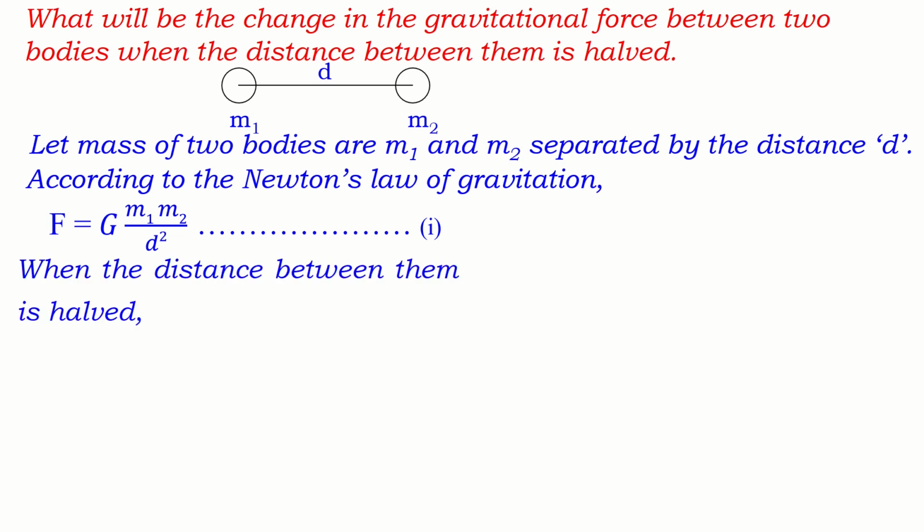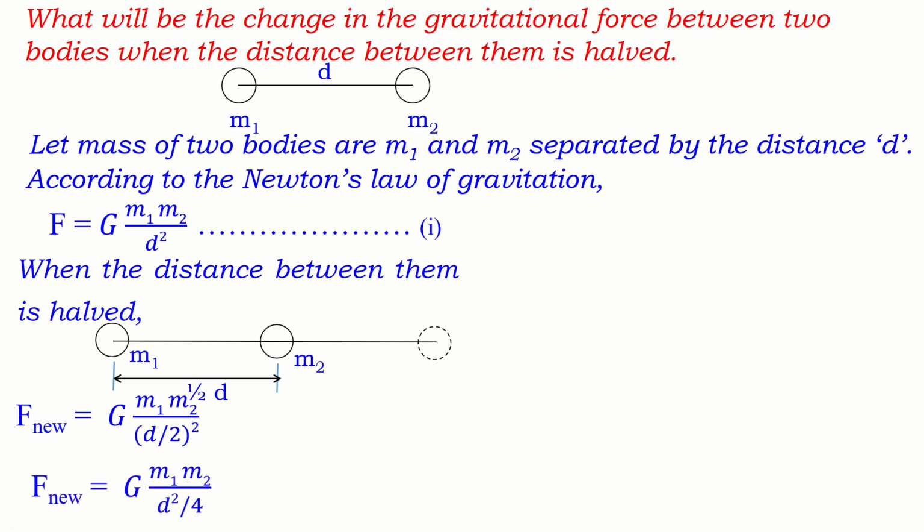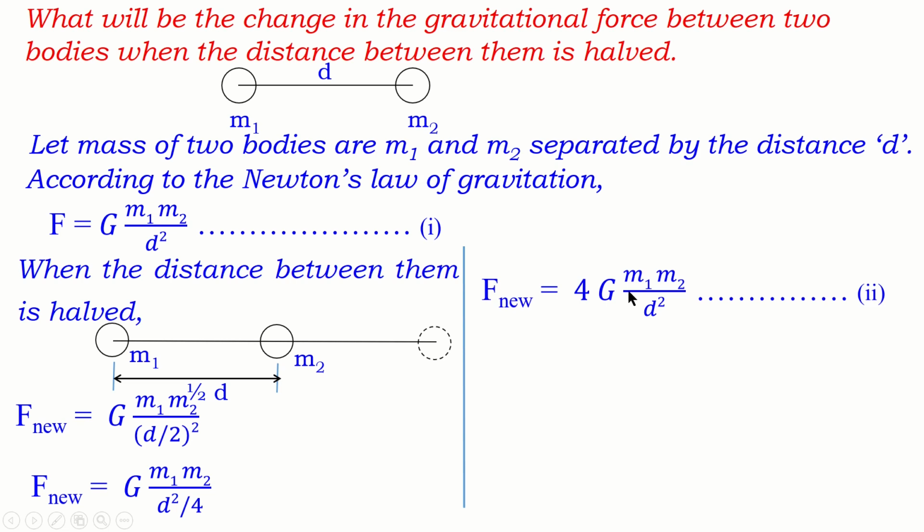When the distance between them is halved, we are going to decrease the distance. It was previously d. Now we reduce the distance by half, meaning half d, or d by 2. Then F new will be G m1 m2 by, in place of d we write d by 2, and it is squared. Now 2 square is 4, d square remains the same, so F new equals 4 times G m1 m2 by d square. This is equation number 2.